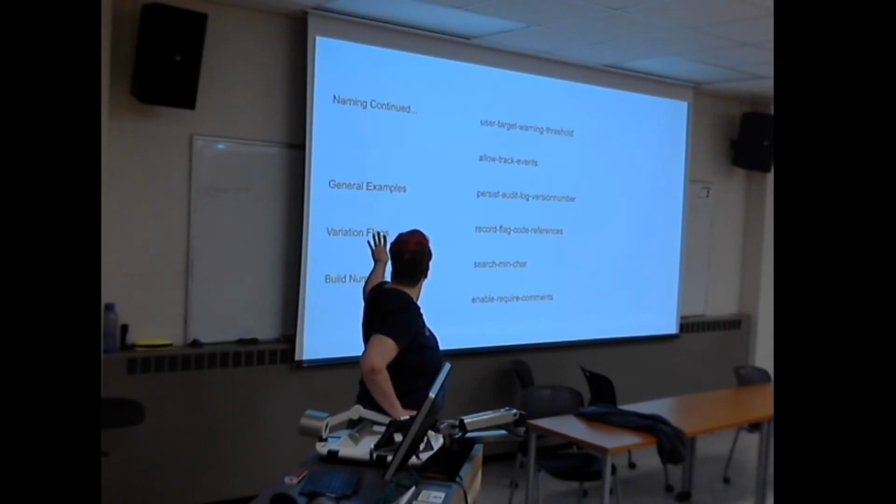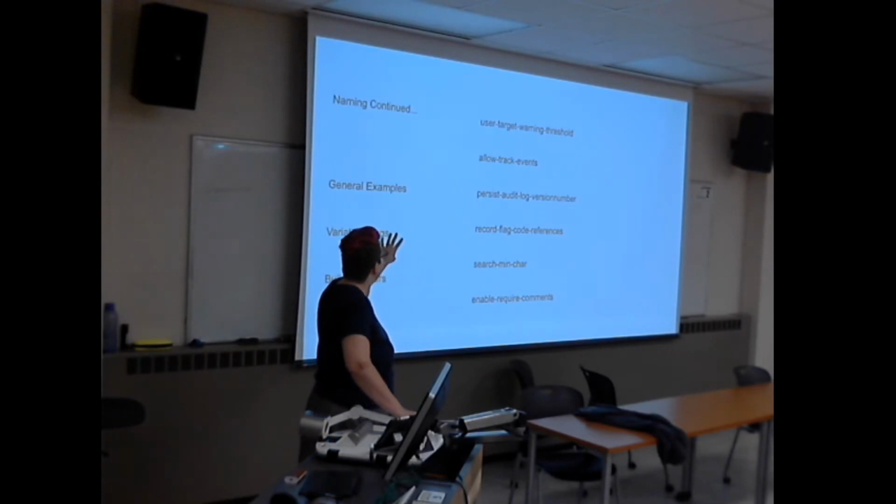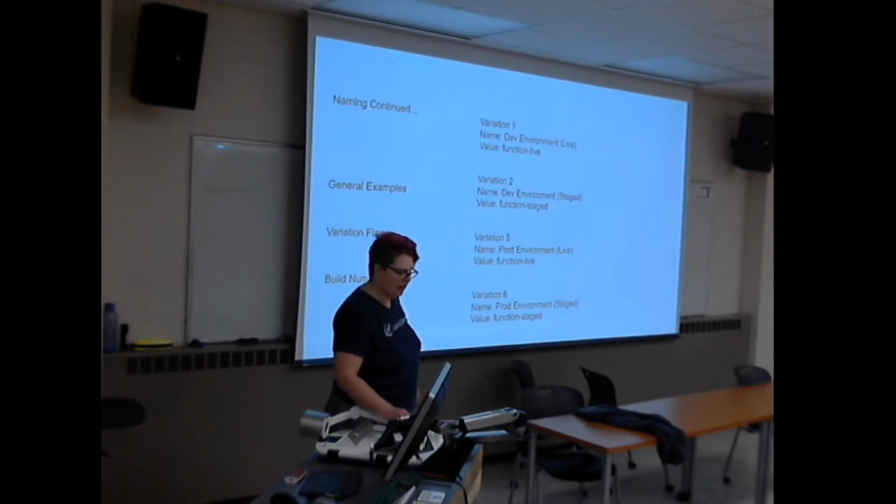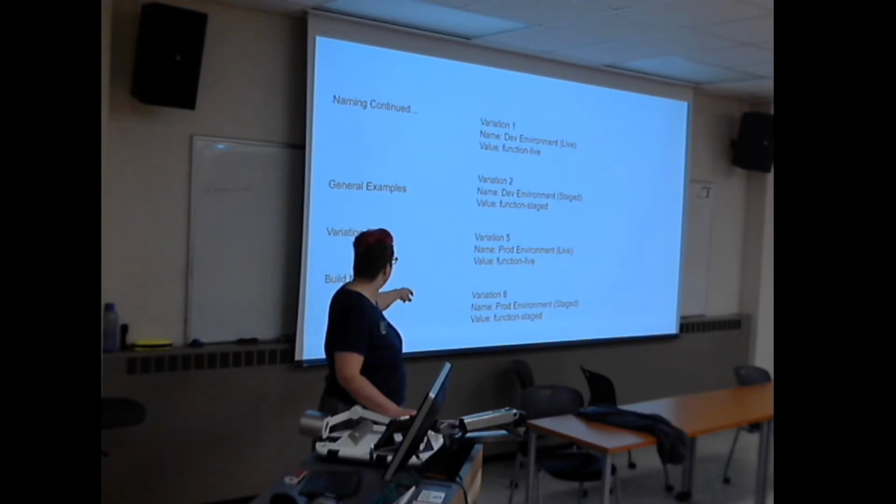So here are general examples of pretty useful flags, like persist audit log version number. I know what's going to happen when I say turn that on. I do want it to persist. If I turn it off, I do not want it to persist. Search minimum characters, same thing. I know what happens if it's turned on. These names are tagged by where they expect to be. So where's the environment and how are they going to behave?